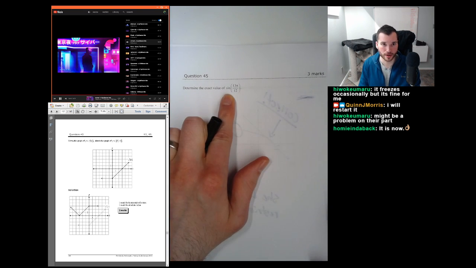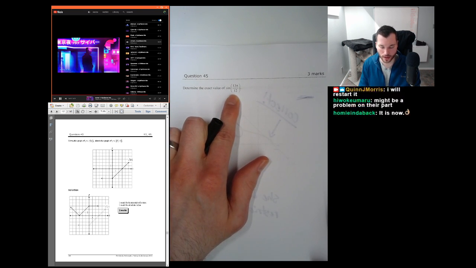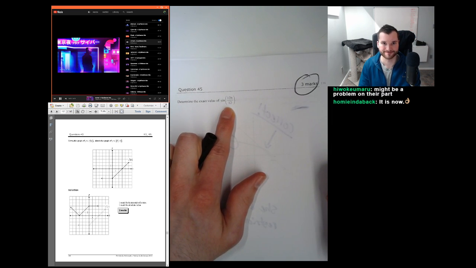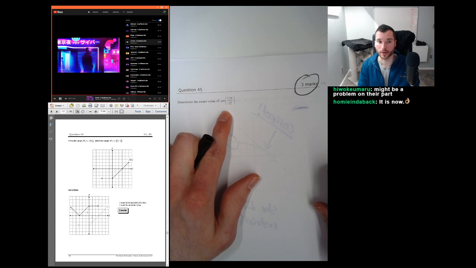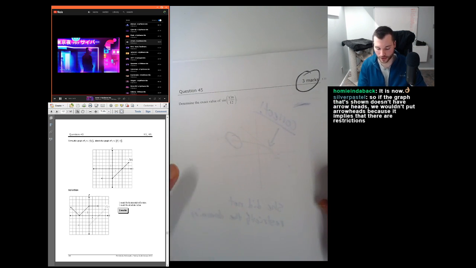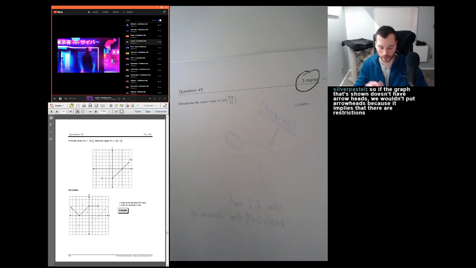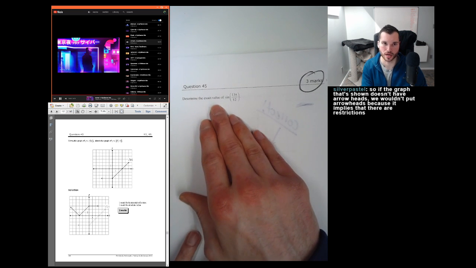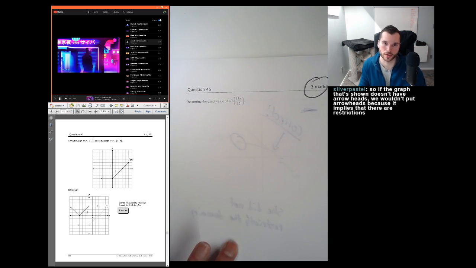Determine the exact value of sine 13 pi over 12. Check this out. It is 3 marks. You gotta do some work here, right? That's not an exact value. You don't know it, right? And it wants an exact value. Immediately, you know that there's got to be more work that needs to be done. I'll get to your question in a second. Look in your formula sheet, there's stuff that you can do.